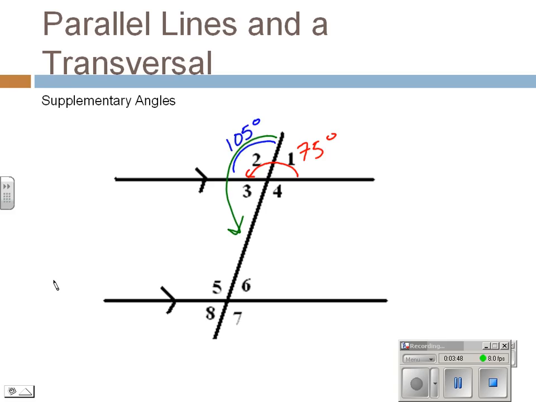We can take this idea further and we can figure out that angle 2 and angle 3 also make up 180 degrees because it's another straight angle. So this must be 75 degrees. And angle 3 and angle 4 also make 180 degrees. They are supplementary angles. So this must be 105 degrees. So 3 and 4 are supplementary, 1 and 4 are supplementary, 1 and 2, 2 and 3, etc., etc. So those are supplementary angles.